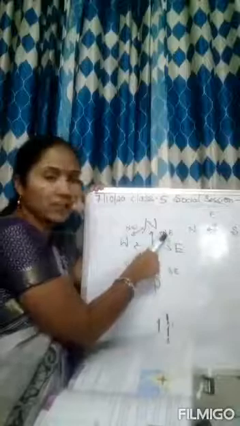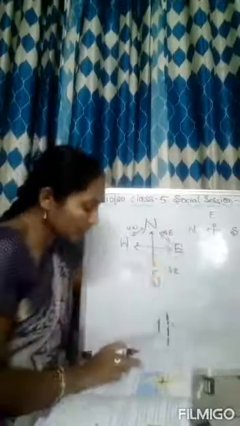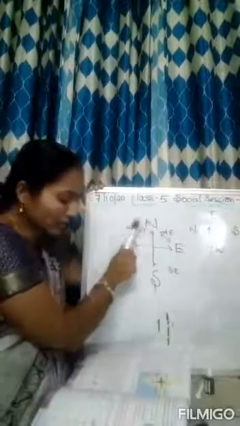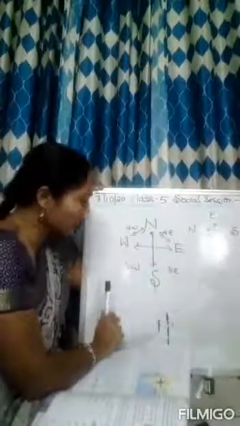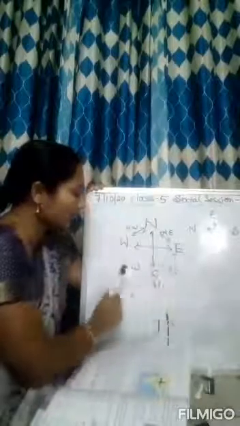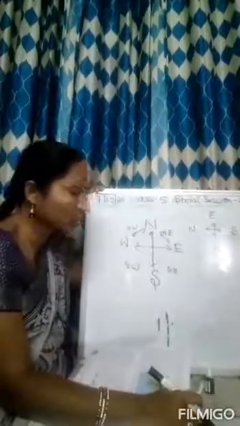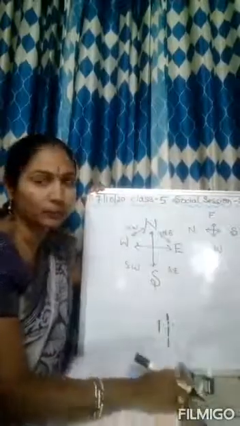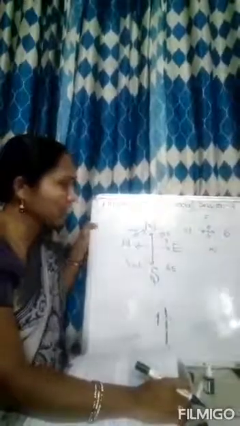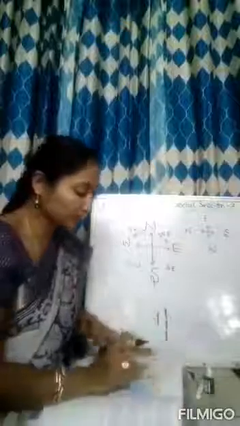So, the direction between the north and east is called northeast. Between the north and the west is called northwest. Between the south and east is called southeast. Between the south and west is called southwest. These are the sub-directions. Okay, children? Now this is the important point that you have to learn.